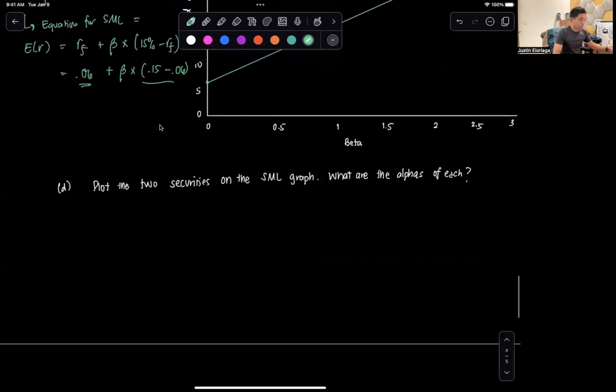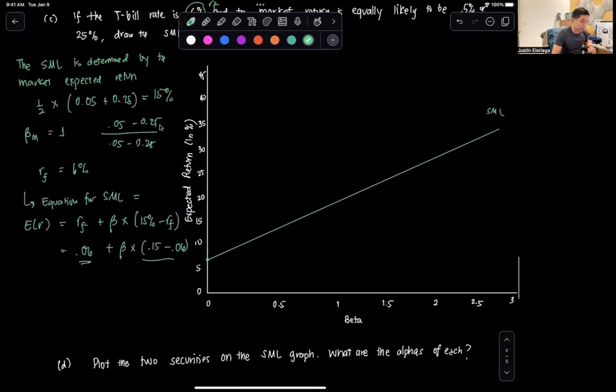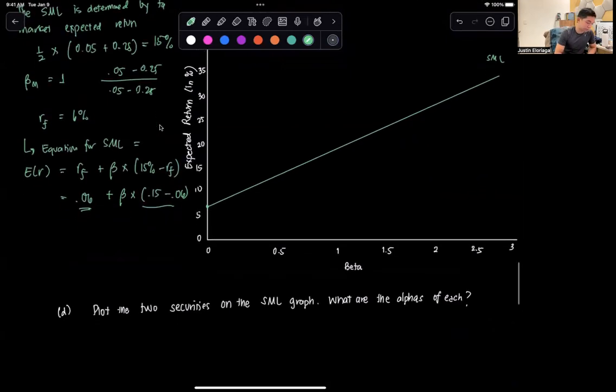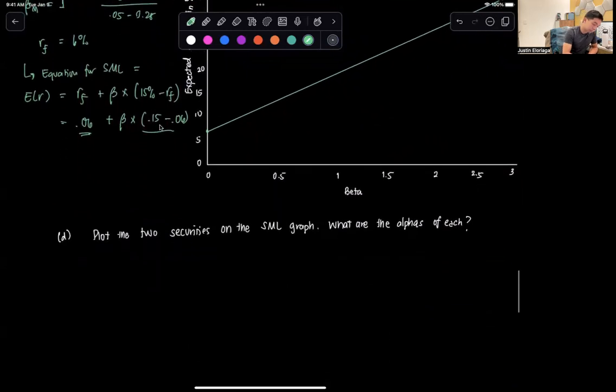Letter D, we're asked to plot the two securities on the SML graph. So we're going to use the same graph and plot the things. But first, we need to compute for the alphas of each of the securities. So how do you do that?